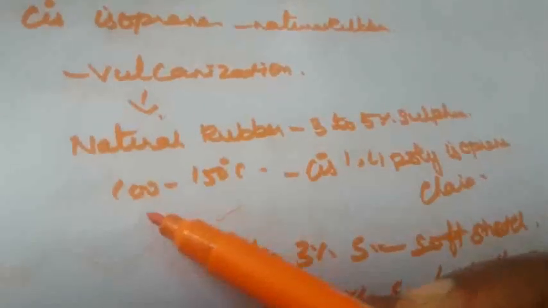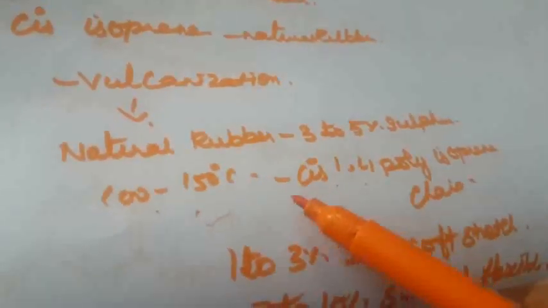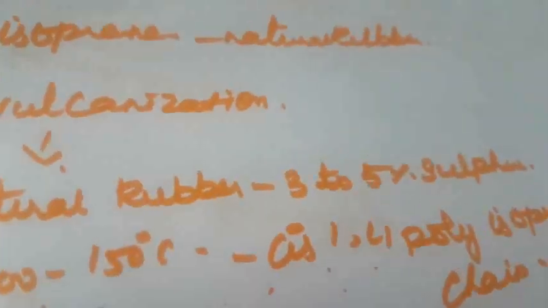What is meant by vulcanization? The natural rubber is mixed with 3 to 5% of sulfur and heated at 100 to 150 degrees Celsius to form cross-links. What is natural rubber? That is isoprene, cis-1,4 polyisoprene, that is called natural rubber.